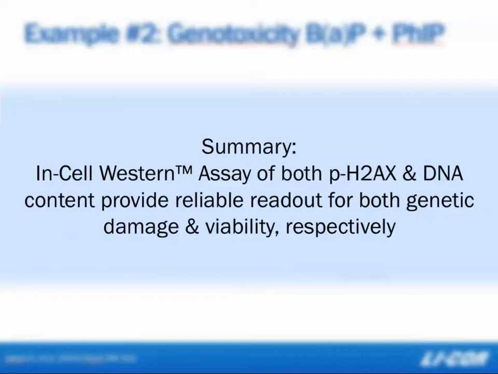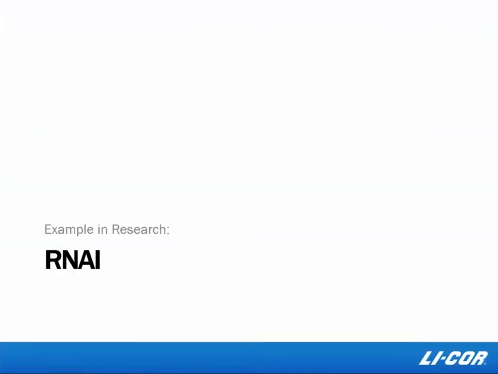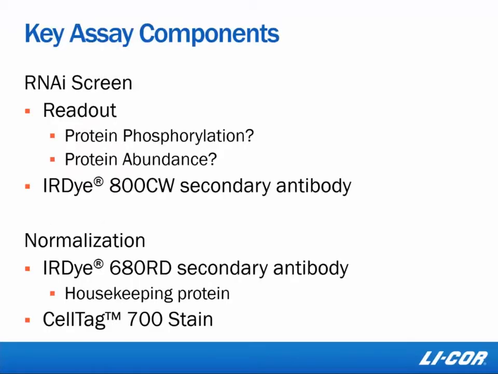Now let's go through an example in research looking at RNAi analysis. If you want to utilize the In-Cell Western Assay to measure and look at RNAi, your first consideration will be your readout. Do you want to treat cells with RNAi and monitor how knockdown of a certain gene affects phosphorylation of a target protein? Or do you want to see how it affects expression of a target protein? Regardless of your readout, at LI-COR we would recommend using IRDye 800CW conjugated secondary antibodies.